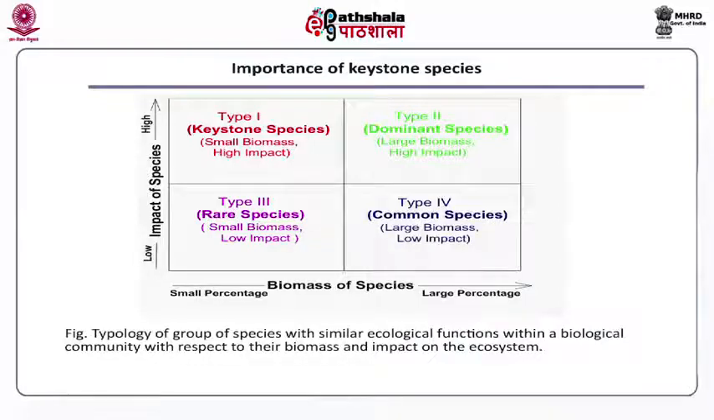Keystone species have lesser biomass, but high impact. Then we have type 2, that is dominant species. Dominant species have large biomass as well as high impact. Then we have type 3, that is rare species. Rare species have small biomass and low impact, whereas type 4 are common species. They have large biomass and low impact.